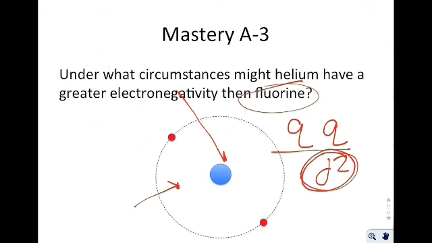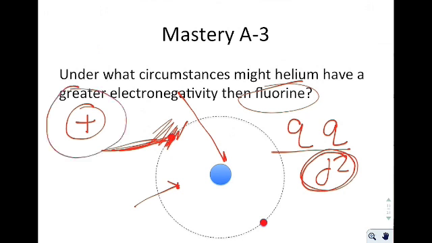But helium is a noble gas and does not want an electron. So what we have to do is make helium somehow want an electron. And we do that by ionizing helium. When we ionize helium, we're taking an electron away. So now helium becomes a positive charge with one electron. At that point, helium has an electron deficit and would greatly want another electron. That's the only way to make helium more electronegative than fluorine.